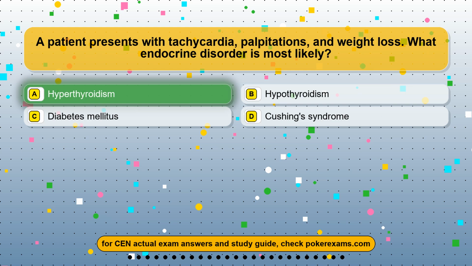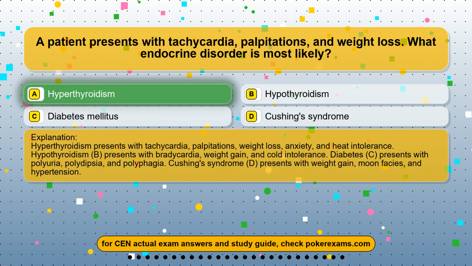The correct answer is option A, hyperthyroidism. Hyperthyroidism presents with tachycardia, palpitations, weight loss, anxiety, and heat intolerance. Hypothyroidism, B, presents with bradycardia, weight gain, and cold intolerance. Diabetes, C, presents with polyuria, polydipsia, and polyphagia. Cushing's syndrome, D, presents with weight gain, moon face, and hypertension.